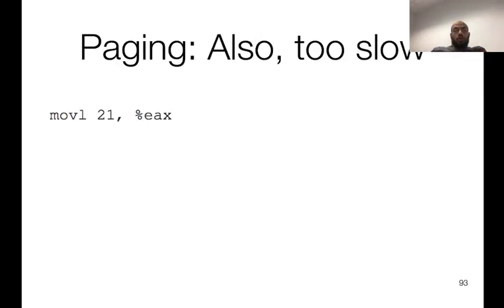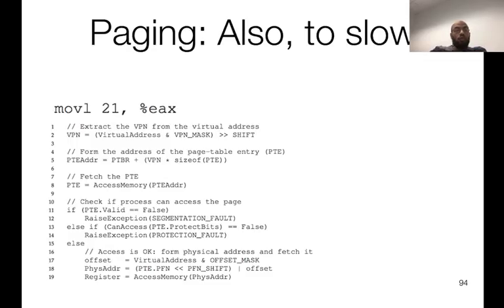We also need to note that, of course, if you're searching 1 million entries, paging is too slow. So the move 21 to EAX line is no longer just going through 8 pages. Now you have 20 bits to translate. You extract the VPN from the virtual address. This is the first thing that you do. Then you form the address of the page table entry by taking the VPN multiplied by the size of the page table entry, plus the PTBR, which is sort of your translation base.